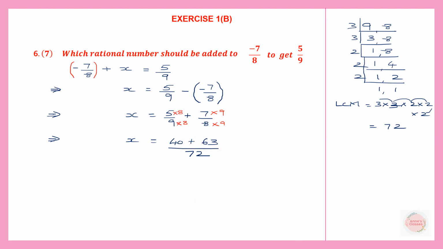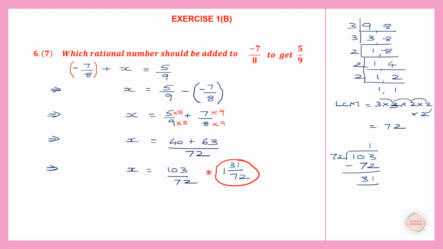So now let's add this up. 40 plus 63. x is equal to 103 by 72. Now let's convert this to a mixed number. 103 divided by 72. 72 ones are 72, 103 minus 72 is 31. So here our mixed number will be 1 31 by 72. So this is our answer. So this number is the rational number that should be added to minus 7 by 8 to get 5 by 9.